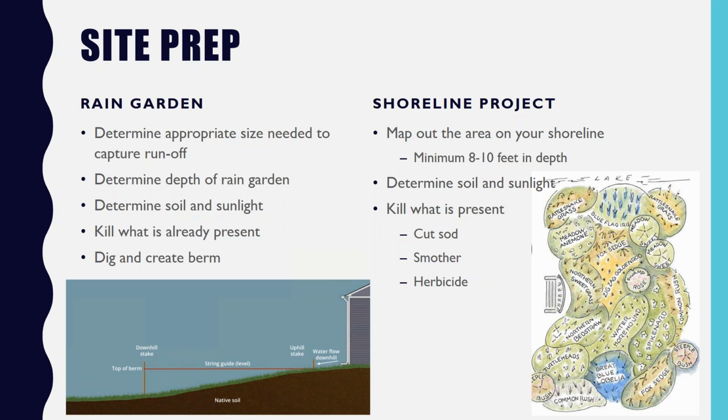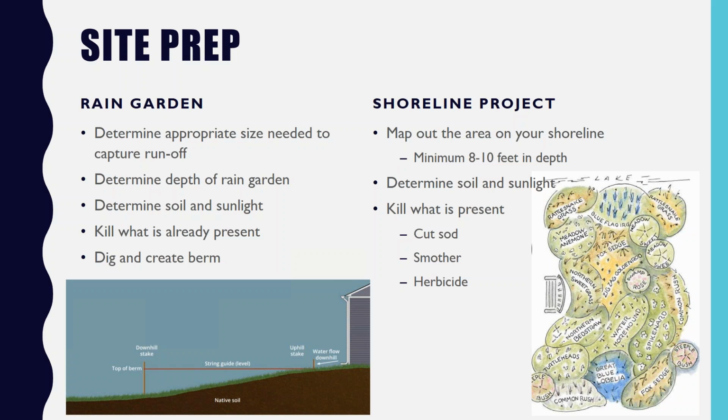For your shoreline project, you need to map out the area of your shoreline that you want to add this. It is best to have the depth back from the lake be a minimum of 8 to 10 feet. That has been shown to be the minimum that will really slow down that water and stop it from just straight up entering the lake. It slows it down and lets most of it infiltrate.